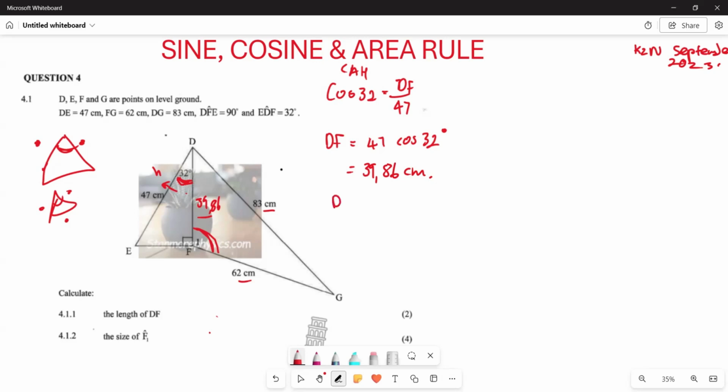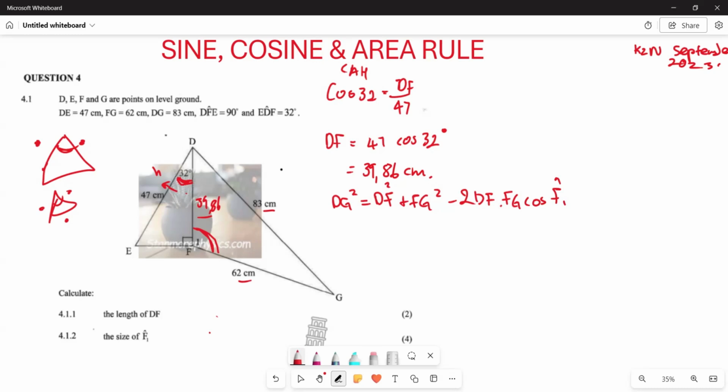So starting from here, if you take your DG, DG squared is going to be equal to DF squared plus FG squared, subtract 2 DF multiplied by FG, multiplied by cos of F1 altogether.